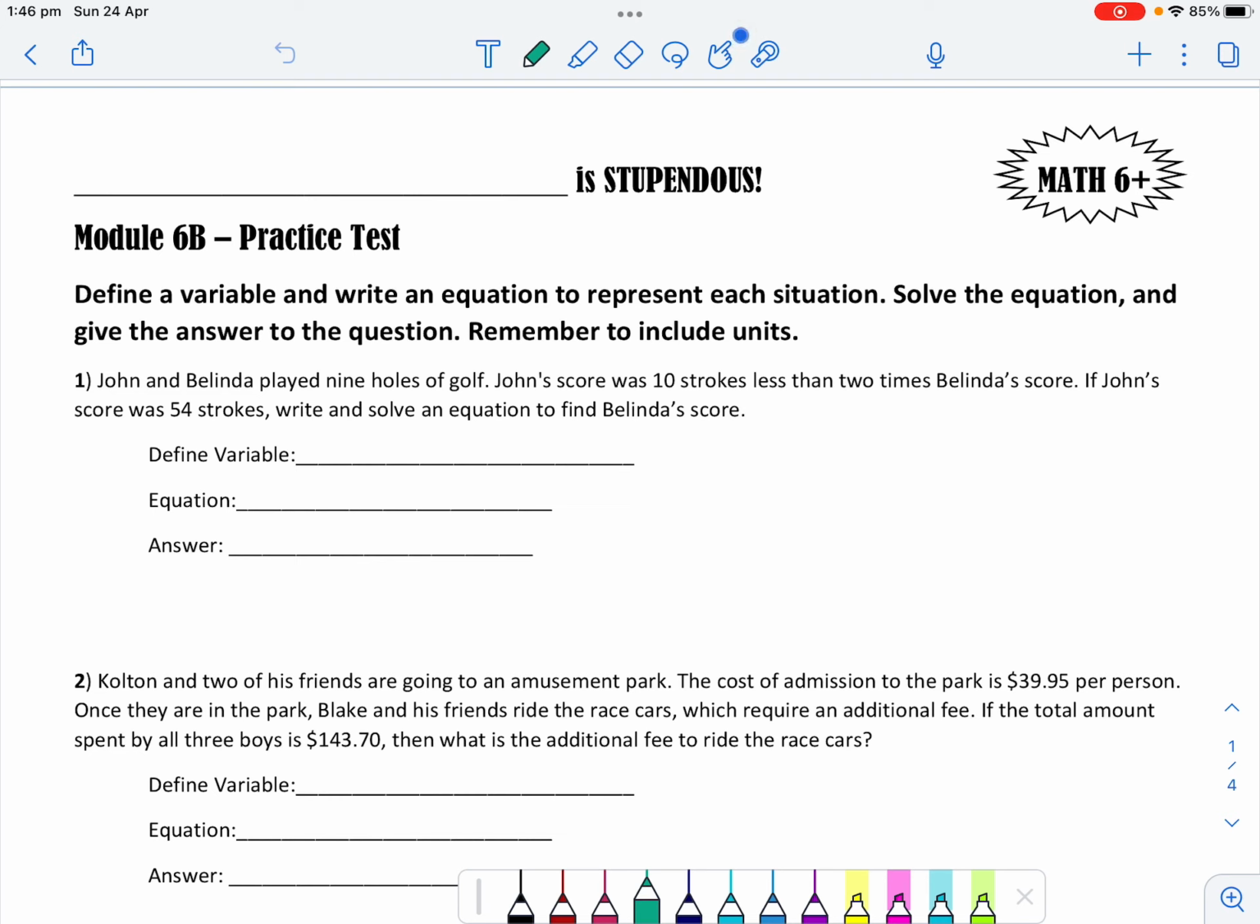Remember to include units. So this is John and Belinda play 9 holes of golf. John's score was 10 strokes less than 2 times Belinda's score. If John's score was 54 strokes, write and solve an equation to find Belinda's score. So here's my variable. For my equation, I know his score was 54 strokes, so my equation is going to be equal to 54. And it says John's score was 10 strokes less than 2 times Belinda's score. So 2 times Belinda's score minus 10 is equal to 54.